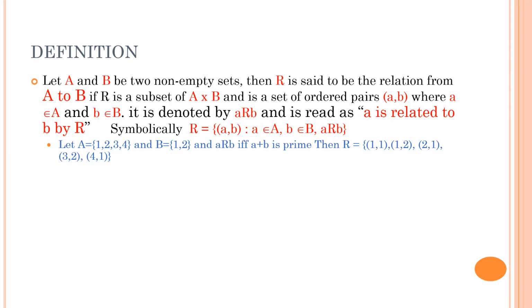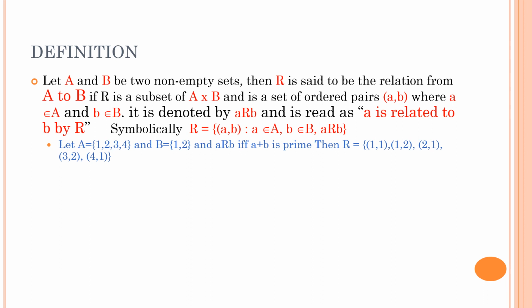Let's say A is the set {1, 2, 3, 4} and B is the set {1, 2}, and we have defined the relation as a plus b is prime. Obviously, the Cartesian product A cross B will have the elements from A as well as the elements from B. That means in the ordered pair, the first element is going to come from A and the second element is going to come from B. And we have defined a relation that the sum of the two elements of each ordered pair must be prime.